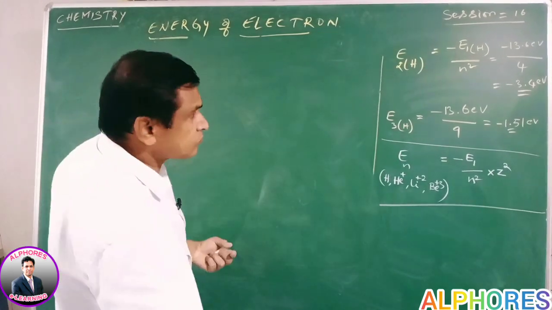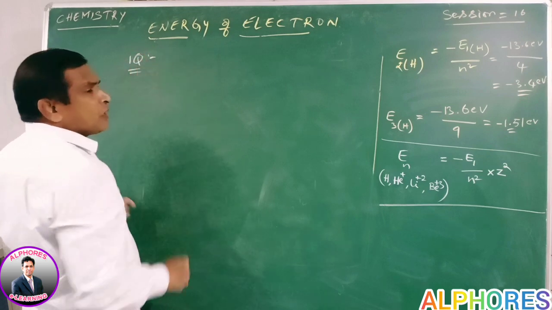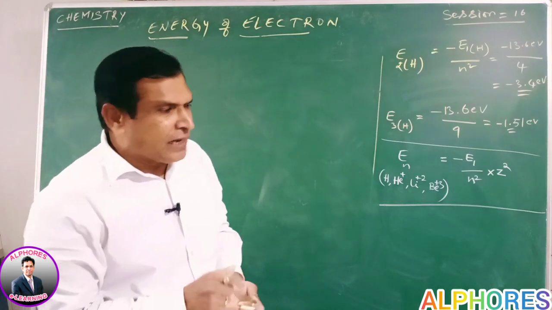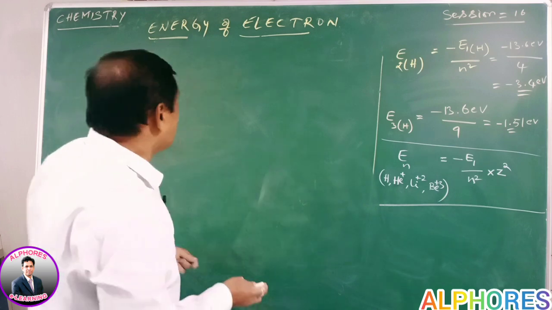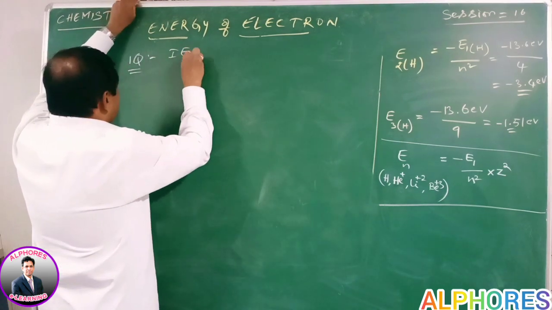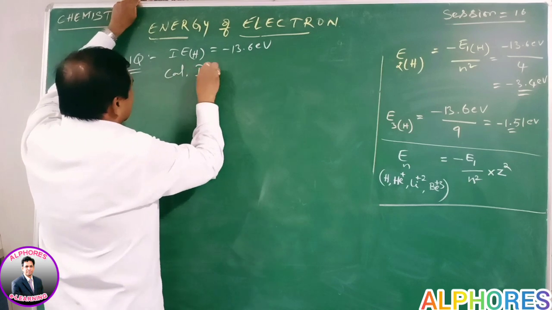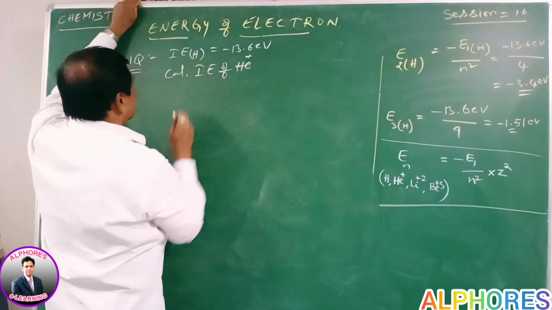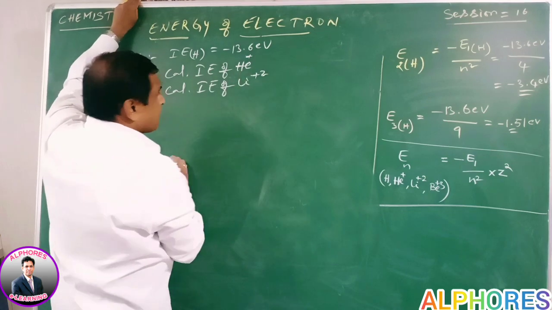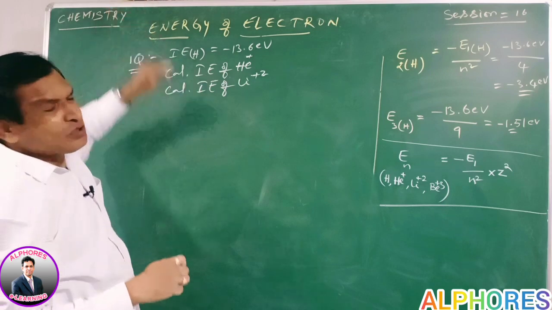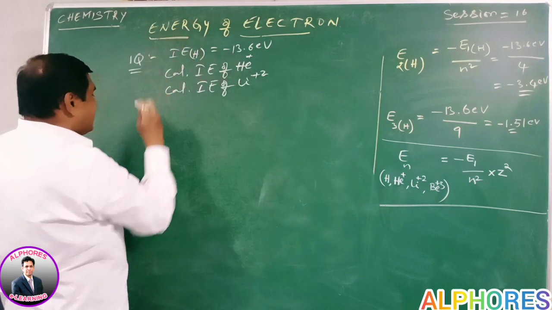Now, let us say question number 1. Calculate the ionization energy of helium plus. The ionization energy of hydrogen atom is minus 13.6 electron volts. Calculate the ionization energy of helium plus. That is the first question. Similarly, calculate the ionization energy of lithium 2 plus. Similarly, you can calculate the ionization energy of beryllium 3 plus also. Okay, let us work on this.